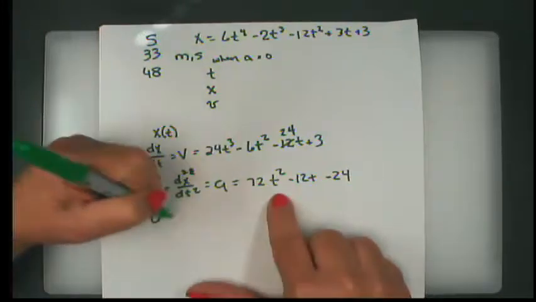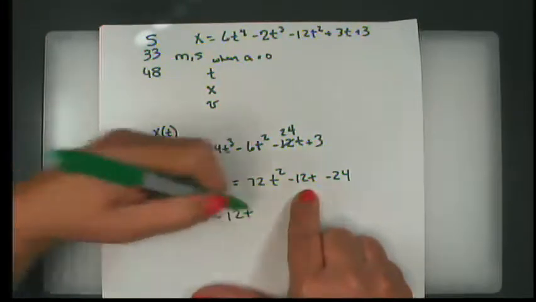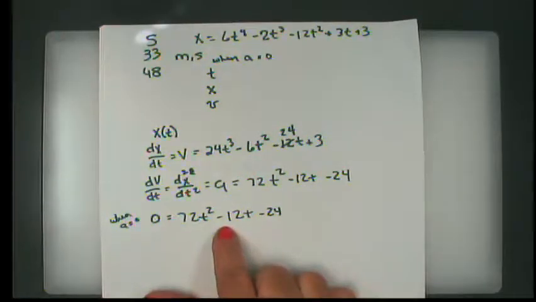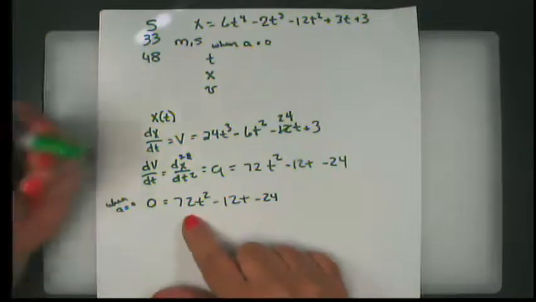That means that 0 is going to equal 72t squared minus 12t minus 24. And this is going to be a quadratic equation, isn't it? And if you think about it, if t has a negative root, that doesn't really make any sense, does it? That means that happened before. So it's something that has to do with the function, not with the reality of when the acceleration is going to be equal to 0.